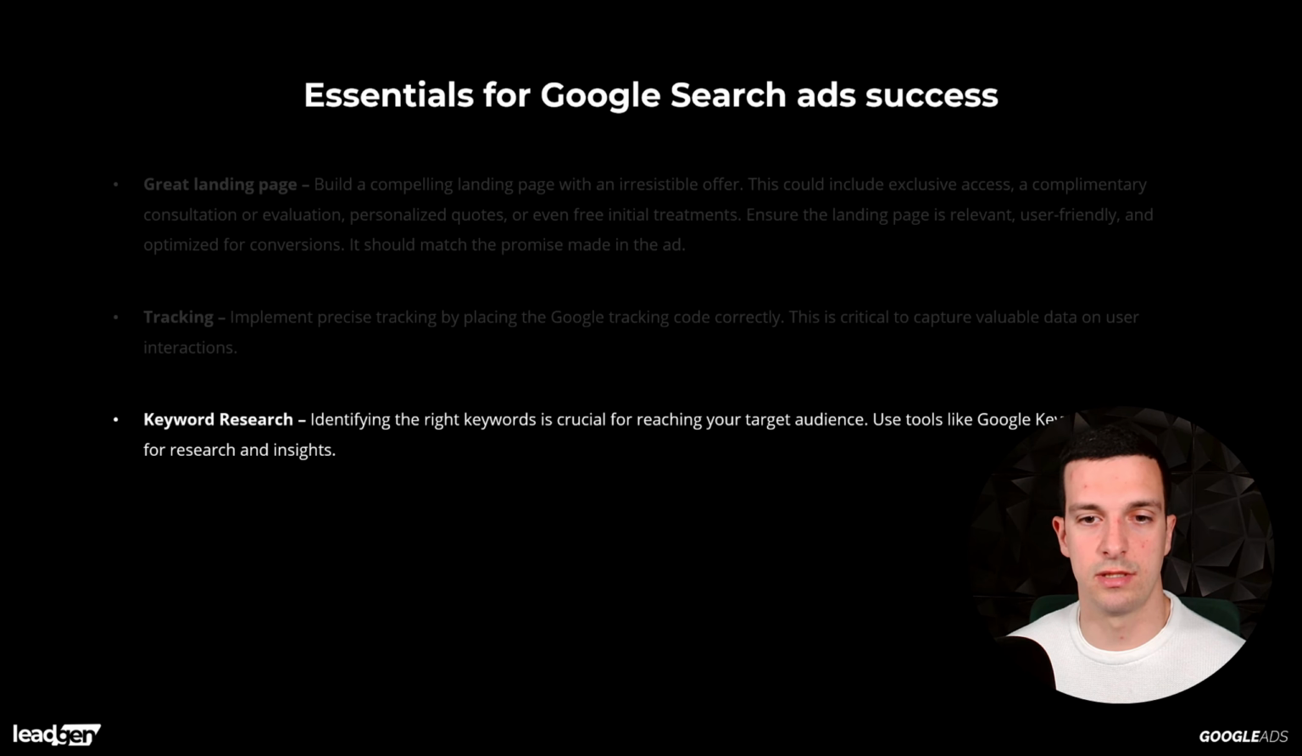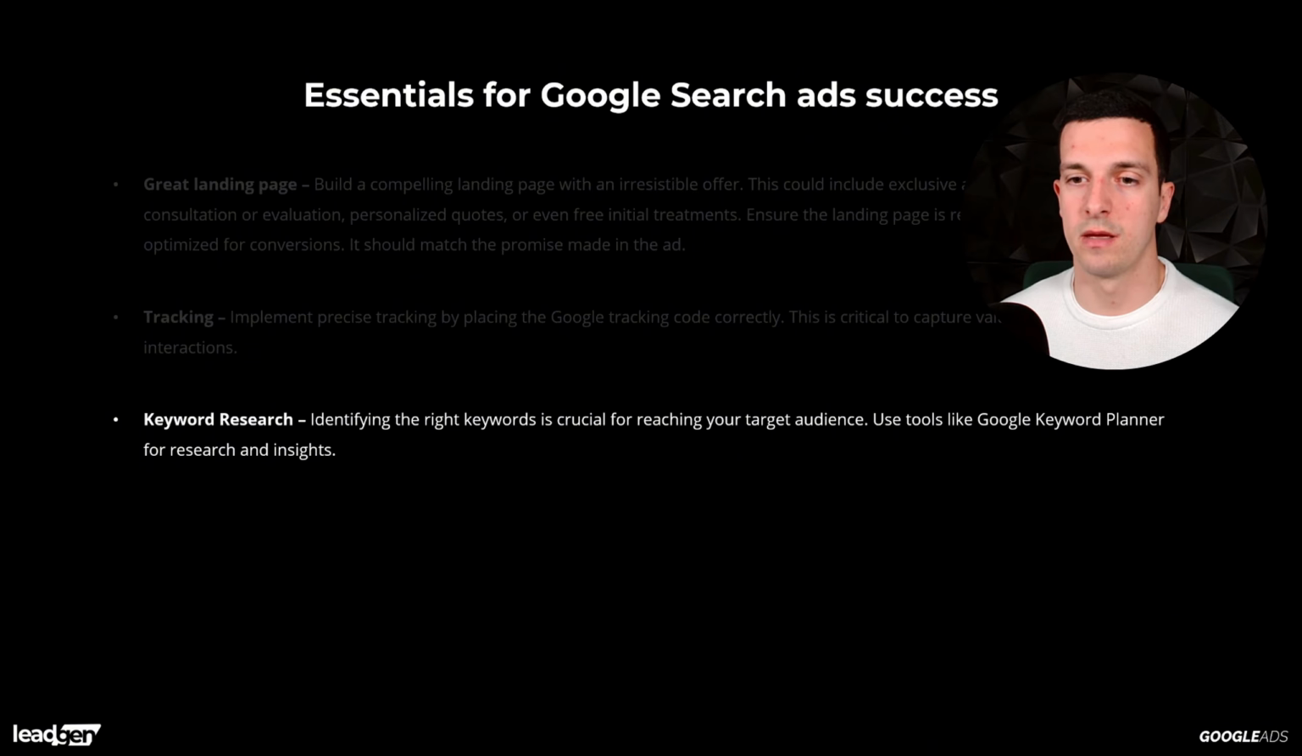Keyword research: identifying the right keywords is crucial for reaching your target audience. Use tools like Google Keyword Planner for research and insights. I'm gonna teach you how to use these tools, and it's pretty fun. Like, you plug in some keywords, you get the monthly average search volume on these, and then we're gonna together plan out the structure of your campaigns, and I'm gonna give you best practices.